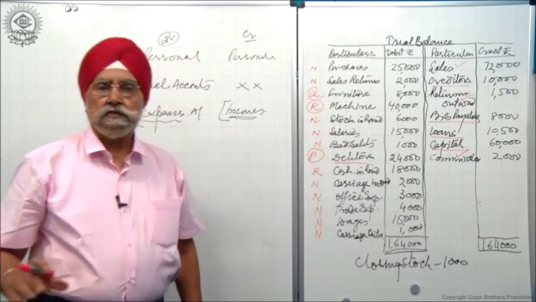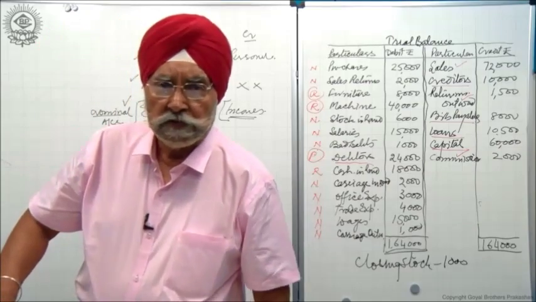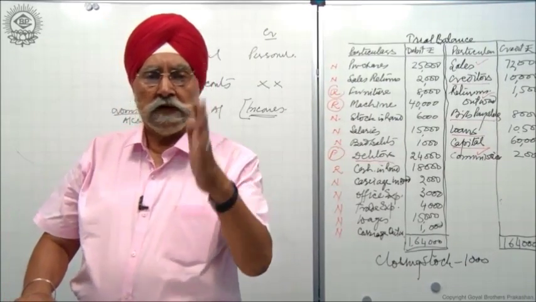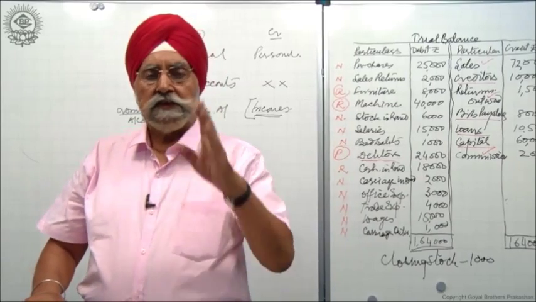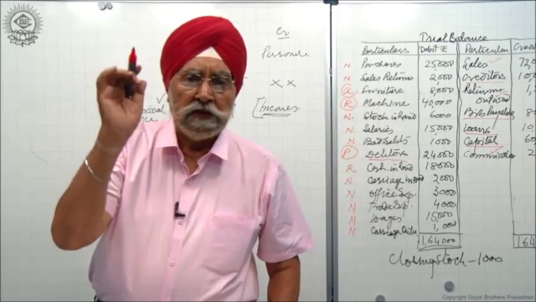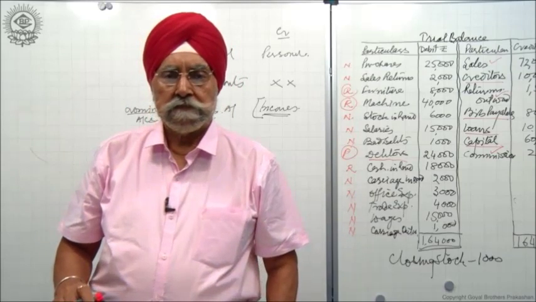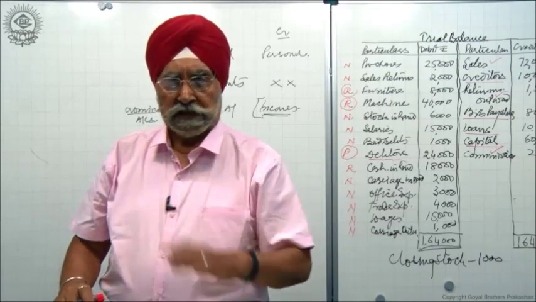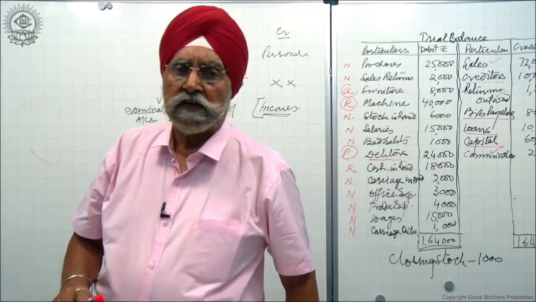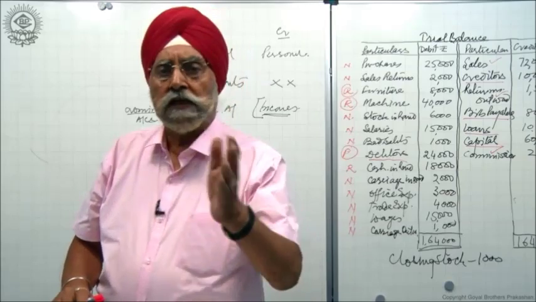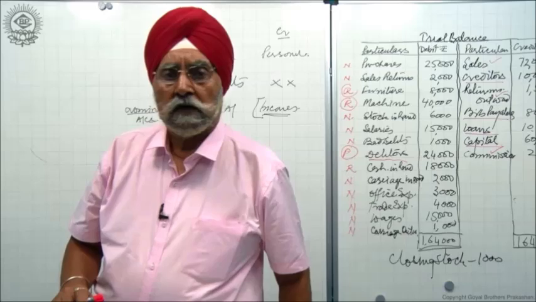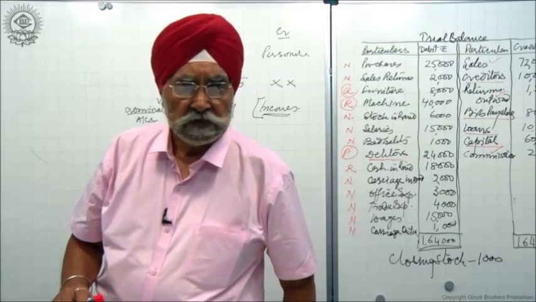So this is how, when you have a trial balance before you, read it and then watch the debit side and the credit side and tick the nominal accounts first on both sides. Nominal accounts will help you to find out your profit. Real and personal accounts go to the balance sheet.